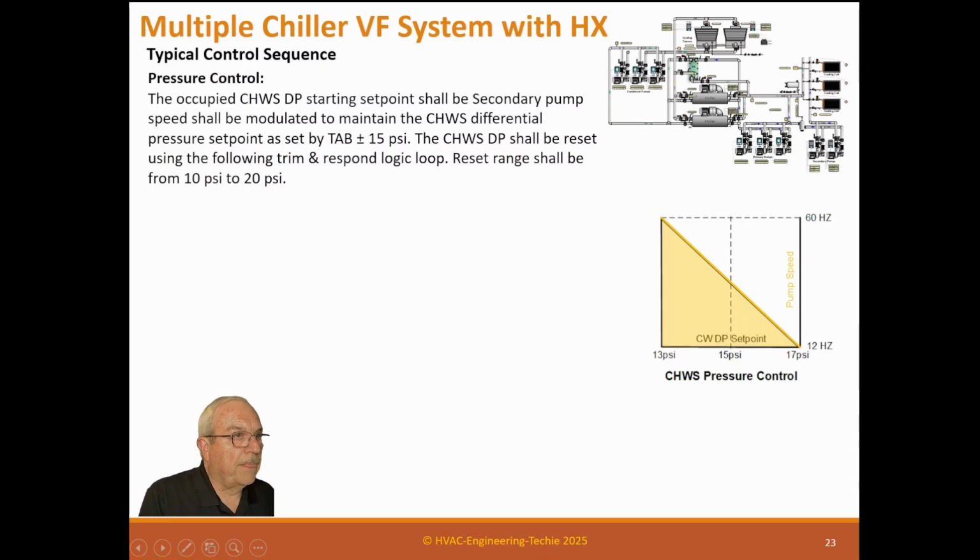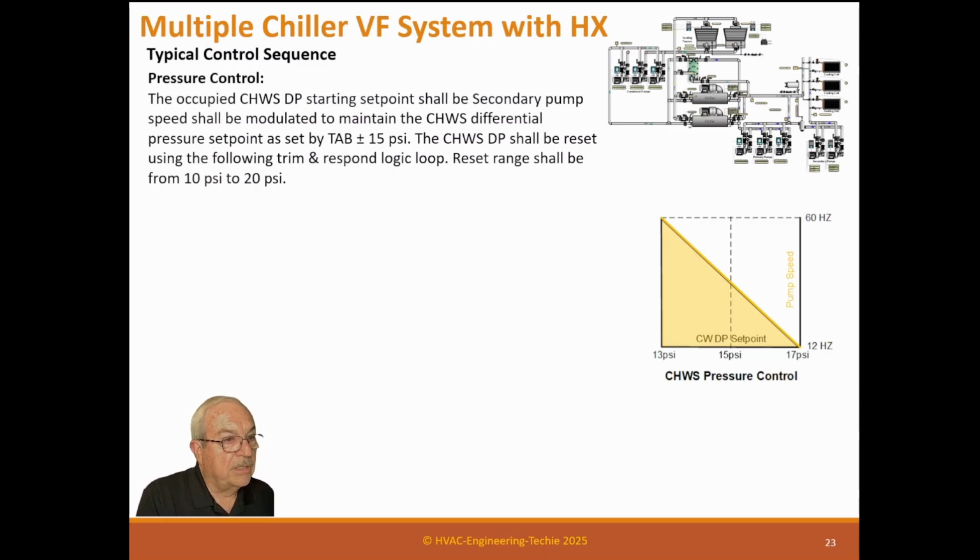Pressure control. The occupied chill water supply differential pressure set point: secondary pump speed shall be modulated to maintain the chill water supply differential pressure set point as set by TAB, somewhere around 15 psi. It could be 20 psi, it could be less. The chill water supply differential set point shall be reset using the following trim and respond logic loop. Reset range shall be from 10 to 20 psi. And remember that 10 psi is established during TAB also. The 20 psi is established, or 18 psi, whatever it is.